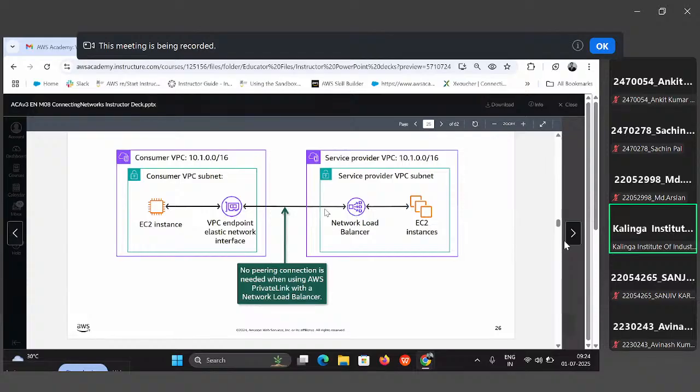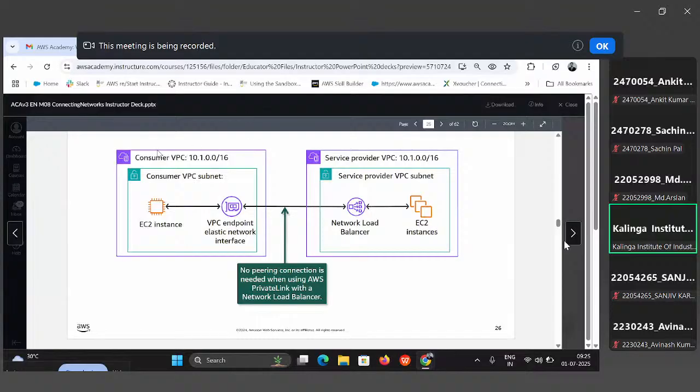So just remember this: if you have a VPC endpoint elastic network interface, this is one of the links we are creating through this load balancer. So you can directly interact with that VPC over the internet. In that case there is no need for peering, because you can see this is only one connection, where one-to-one devices or one-to-one networks are connecting under the VPC.